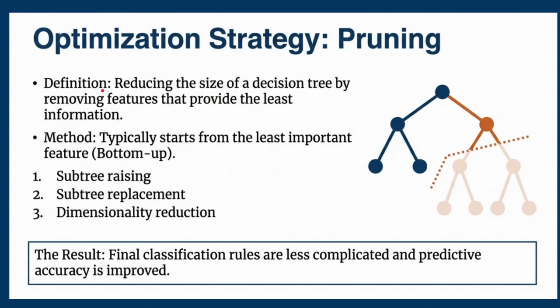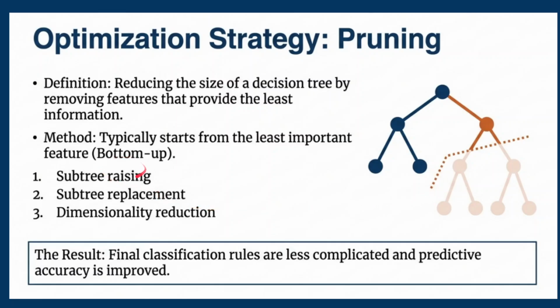So now the definition of pruning is reducing the size of a decision tree by removing the features that provide the least information. For the case we considered, if a feature provides very little information, we can skip it. That is the case done over here, where it is shown as transparent and dotted lines, which means this tree is cut off for some reason, as it is not very important. Okay, and the method typically starts from the least important feature, bottom up. So from here we go up, and then we remove the unwanted branches. So this must have started from here, and then this is not needed, so remove it. This is not needed. Like this, these two branches are removed by the pruning process.